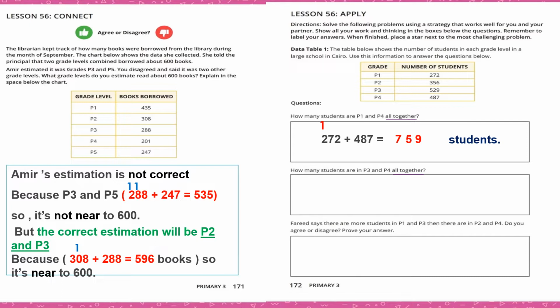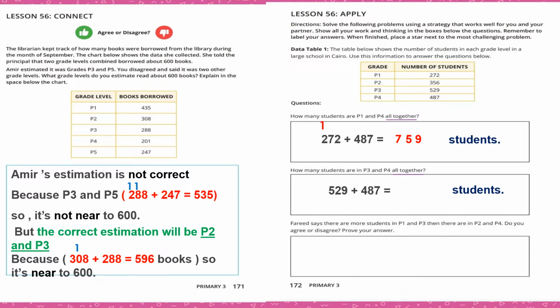Okay? Number 2. How many students are in primary 3 and primary 4 all together also? We must make what? Addition or subtraction operation? All together, addition operation. Okay? So, let's take the number of students in primary 3 and primary 4. In primary 3 we have, look at the table, 529. Okay? And in primary 4 in the table we have 487.